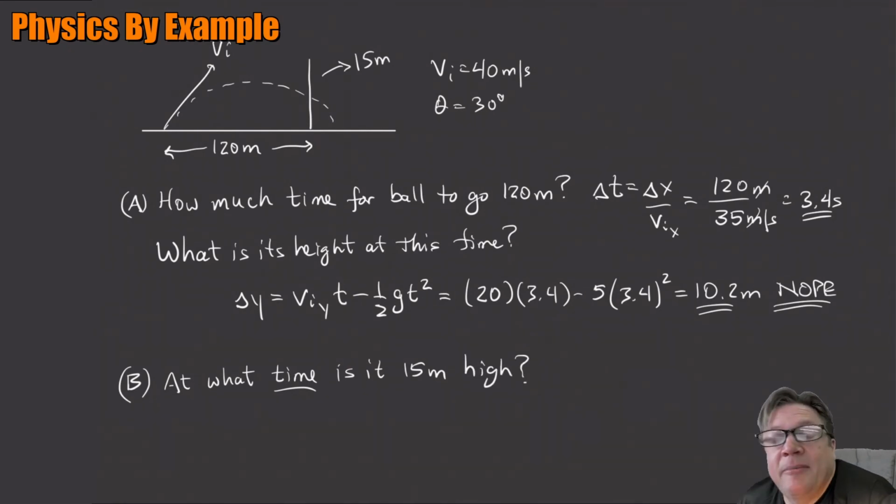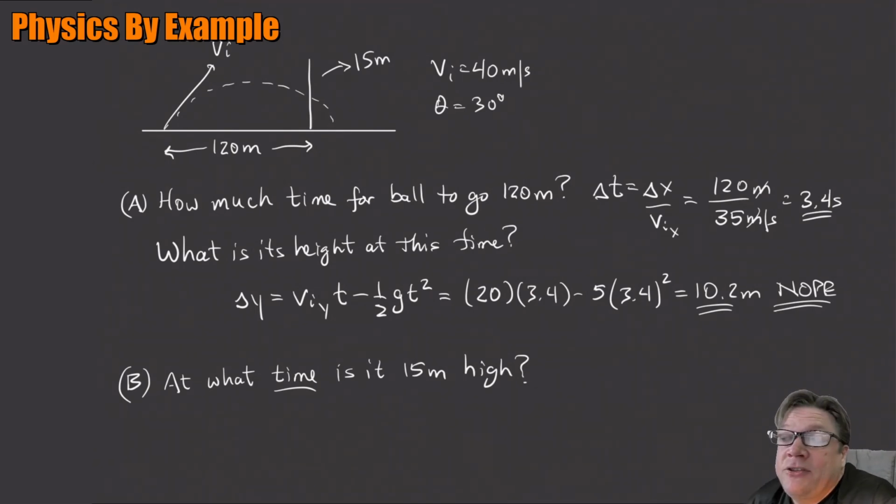Now, we already figured out the maximum height was 20, right? If the maximum height was like 10, well, then we're done. We know it's never going to get above the wall, so we don't have to worry about it. But we know that it gets up to 20 meters high. So let's figure out at what time is it 15 meters high? And then where is it on the x-axis at that point?